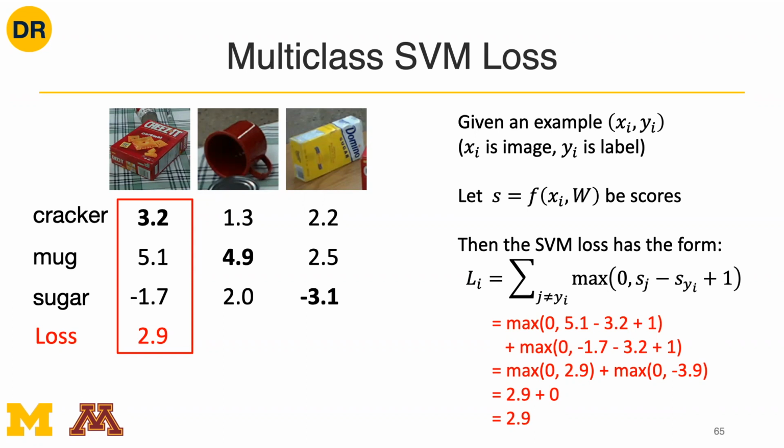In the first one, we are talking about 5.1 that we got, which is SJ, subtracted by the value for your true label, which is 3.2, and adding this particular margin. And the margin need not be 1; it can be any other number. So I'm just plugging that in as an example here. For the second term, we are using the score that we got from the square, right? So again, 0, minus 1.7 minus the 3.2, the value of the cracker, plus the margin.